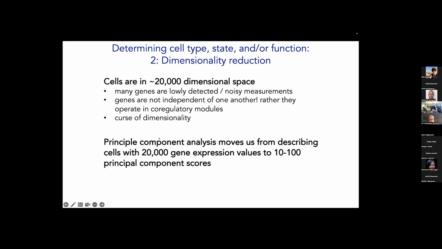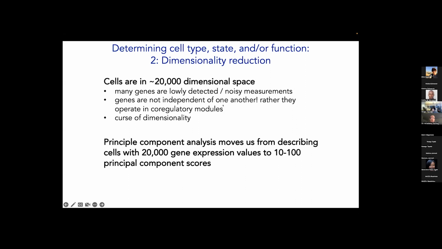Okay, so now we've reduced the dimensionality, and when you do the variable gene selection, you often go from 20,000 genes to about 2,000 genes. And then what we do is another step, a further dimensionality reduction. The basis of this one, which is going to be principal component analysis, or PCA, is that genes aren't independent of one another.